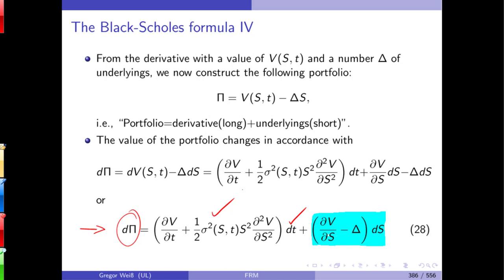And when does this term become zero? Well, obviously, if this partial derivative is equal to delta, the number of underlyings in our portfolio. So if we have a derivative in our portfolio and we want to fully hedge this portfolio, we need to go short in the underlying and we need to select the number of underlyings equal to the partial derivative of the option price, of the derivative price, with respect to the underlying price.